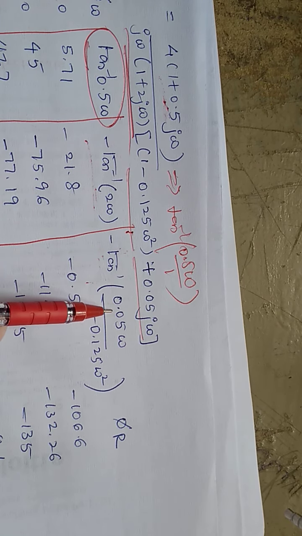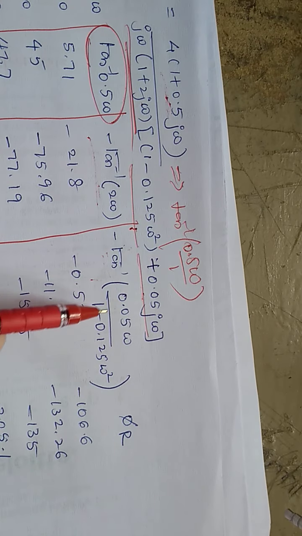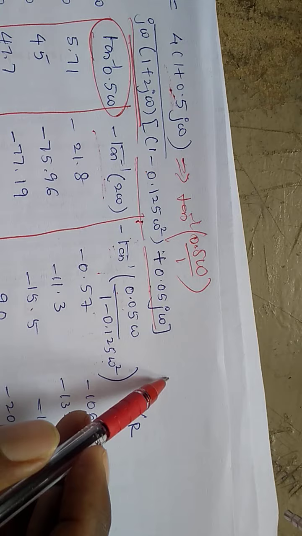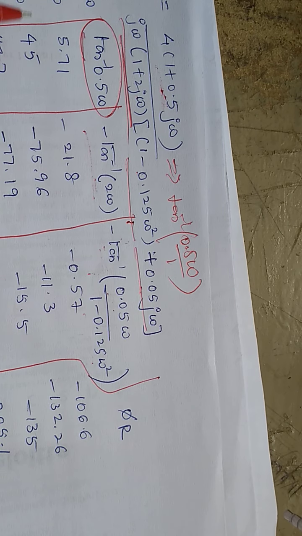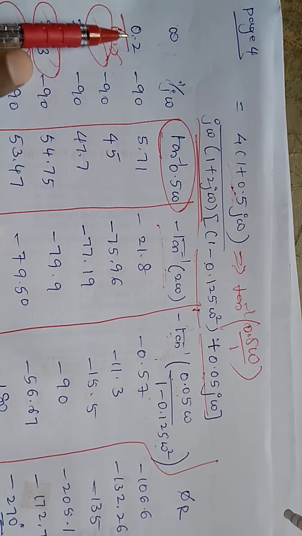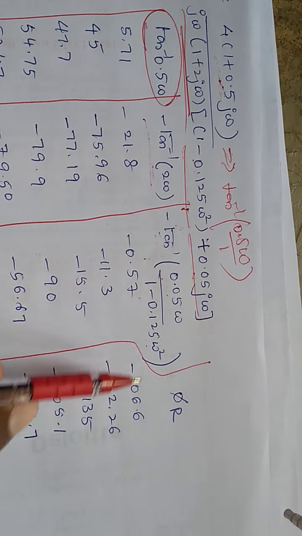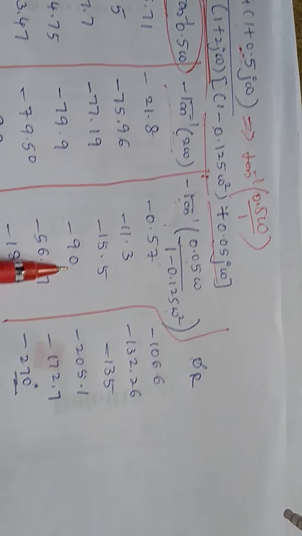So we will get minus tan inverse of, this is the imaginary term 0.05 omega, and the real term is 1 minus 0.25 omega square. So we have to substitute omega equal to these values, 0.2 to 2.2, and so on. Then you will get the corresponding angle plot.